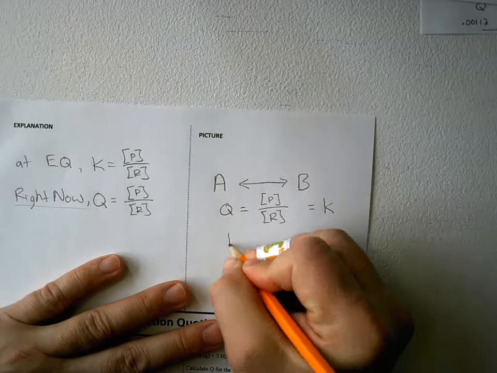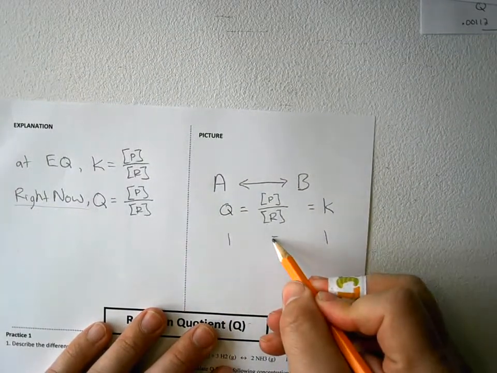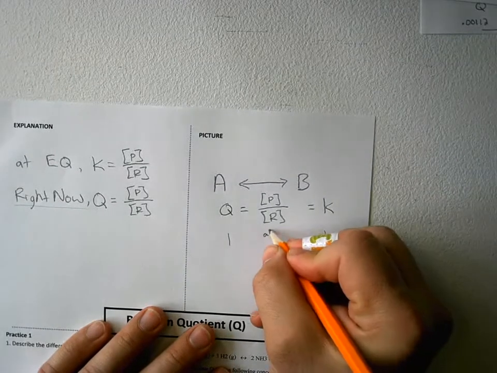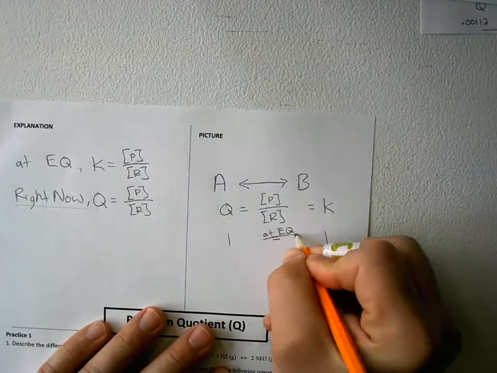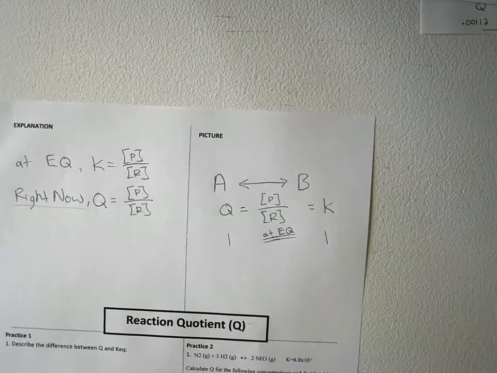Now let's say, what if Q were 1 and K was 1? Well, these two values are equal to one another, so that tells me that right now we are at equilibrium. We're at the equilibrium concentrations when these values are equal.